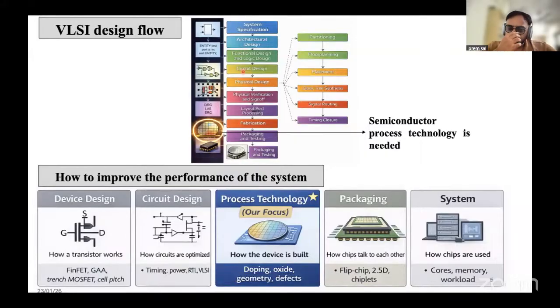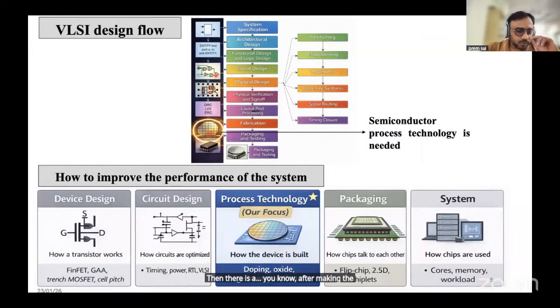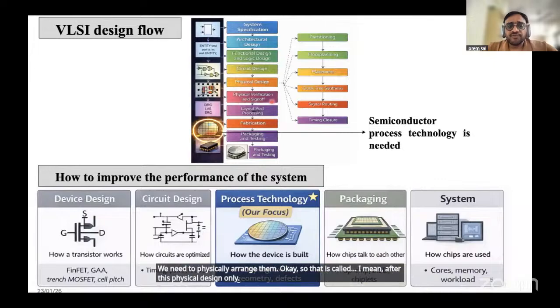So then there is circuit design. People do this, how to add the blocks. Then after making the blocks, we need to physically arrange them. That is called physical design. Only after this physical design will it go to the fab. People call that the tape out, but in physical design, you have to do all this.